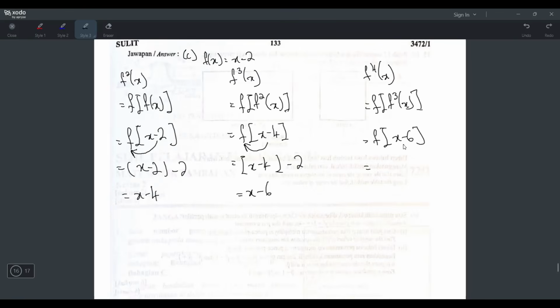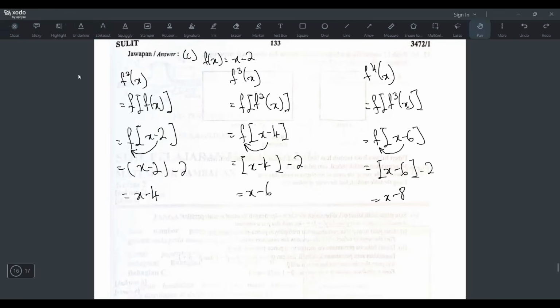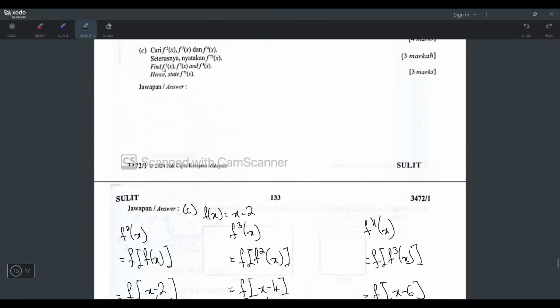And then do like just now, take the x minus 6, replace it into fx's x. So fx is x minus 2, but your x should be replaced with x minus 6. So it becomes x minus 8, right? Okay, I already finished the first three parts. They asked to find f2, f3, f4.